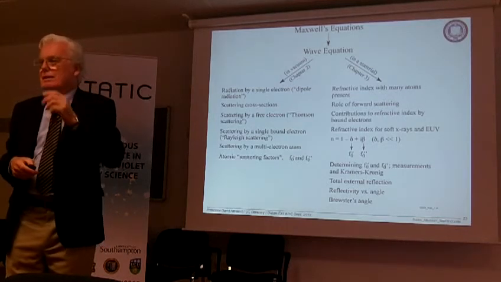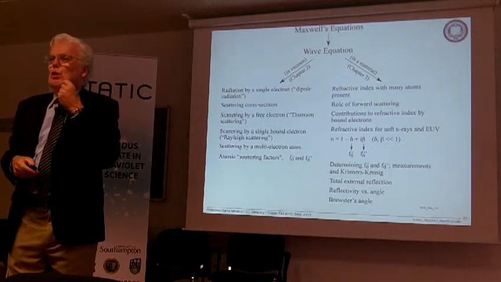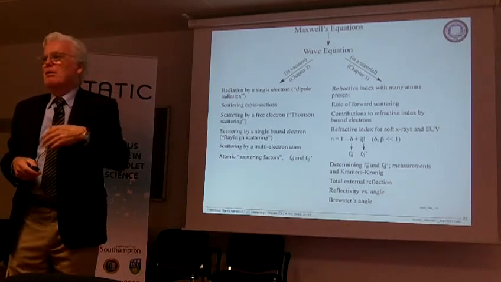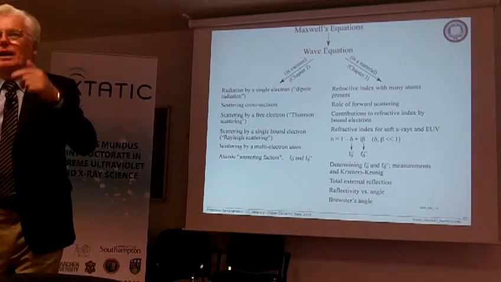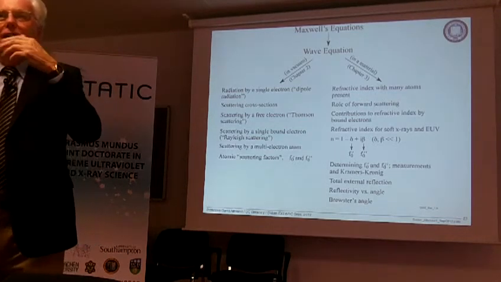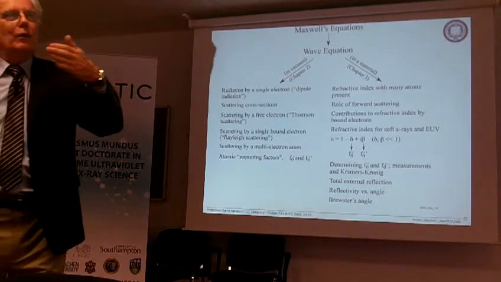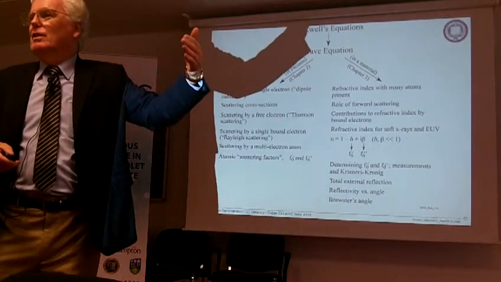If the refractive index is a little bit less than unity, what does that say about the phase velocity of the wave? Remember the phase velocity for visible light is c over n, and n was like 1.5 for glass. So you know that when the light entered into the glass, it slowed down.